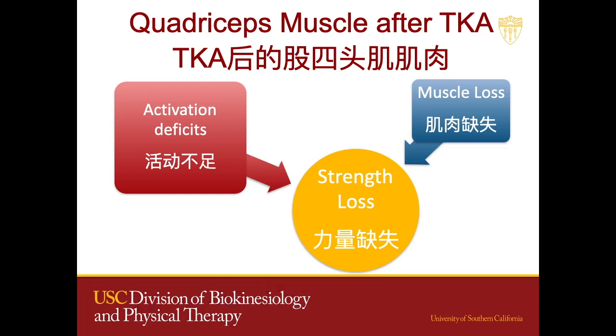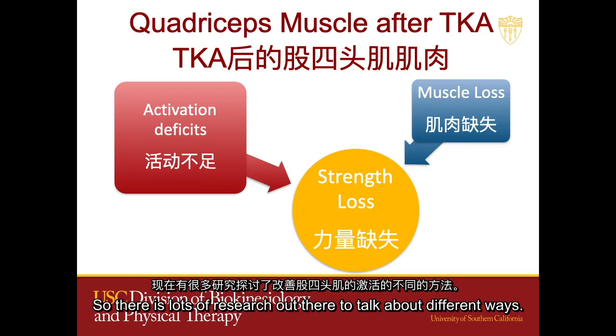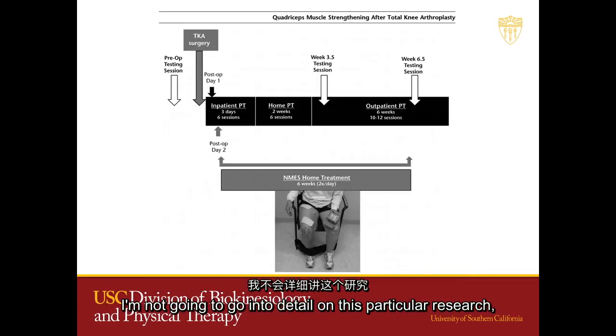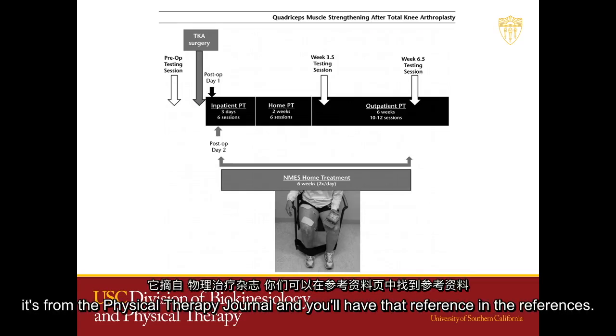So it's not so much that they've lost the muscle, but that they're not understanding how to turn it on. There's lots of research out there to talk about different ways we can improve activation of the quadricep muscle. I'm not going to go into detail on this particular research. It's from the Physical Therapy Journal, and you'll have that reference in the references.